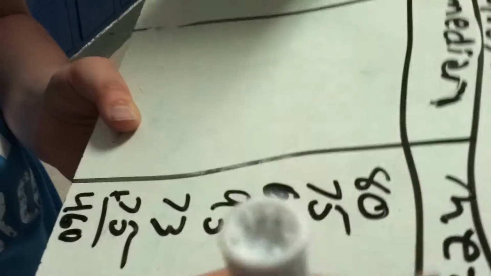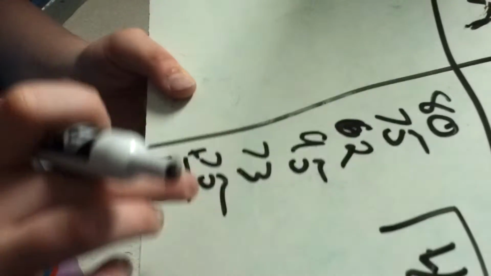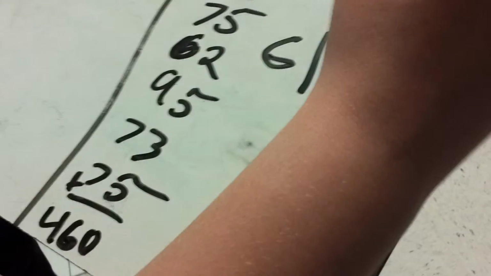Then what do you do, Zoe? Then you divide 460 by how many of the scores there were, which is 1, 2, 3, 4, 5, 6. And that would equal 78.6 repeating. So 78.6 repeating would be our answer. Okay, now let's move on to median.